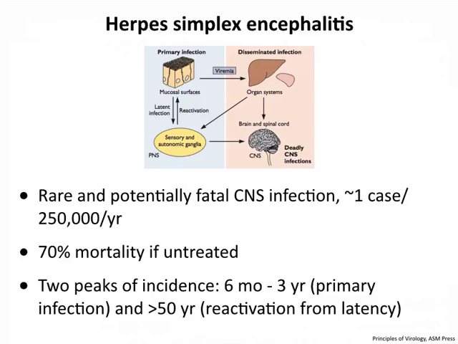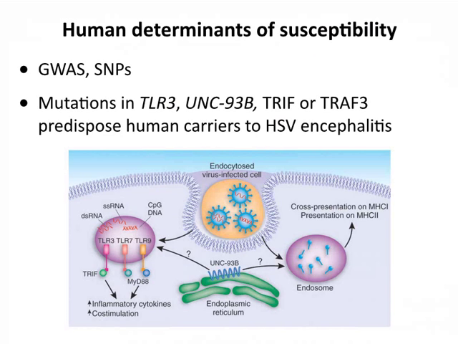So they did whole genome sequencing of a number of individuals who had recovered from herpes simplex encephalitis, and they found mutations in these genes, TLR3, UNC93B, TRIF, or TRAF3. These are all involved in sensing herpes simplex virus DNA. TLR7, you may remember, is a component in the endosome that senses viral DNA.